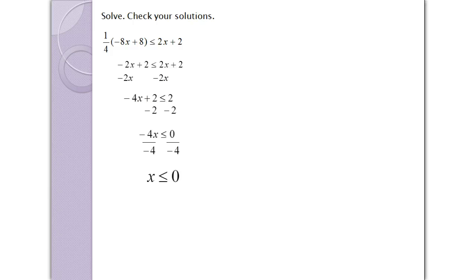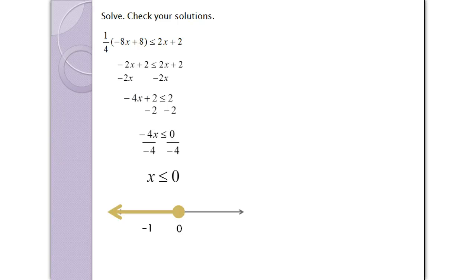So now you need to graph it on a number line. So draw your number line. Plot 0. I have an equal sign on the inequality, so I'm going to use a closed circle. x is less than or equal to 0, so I'm shading left. Now I'm going to check my solution.